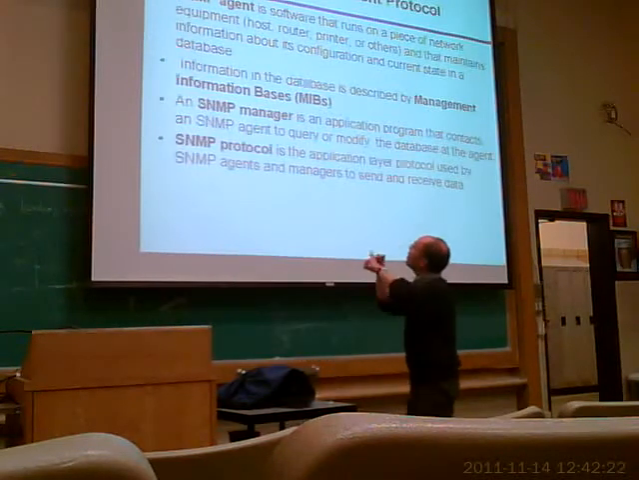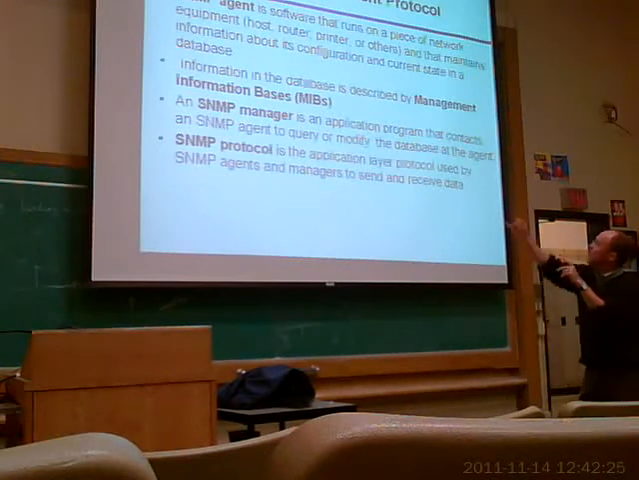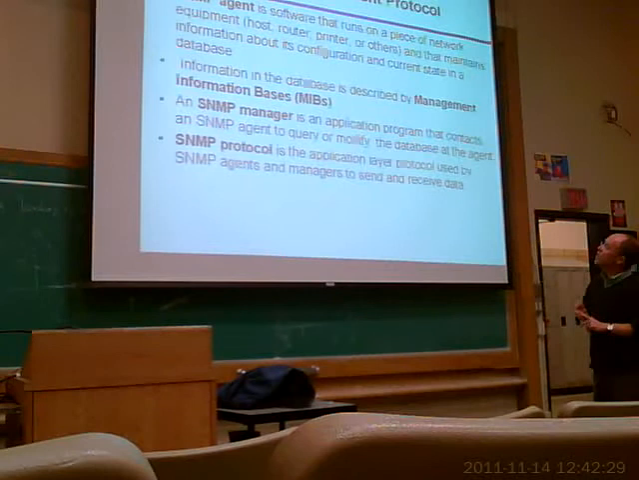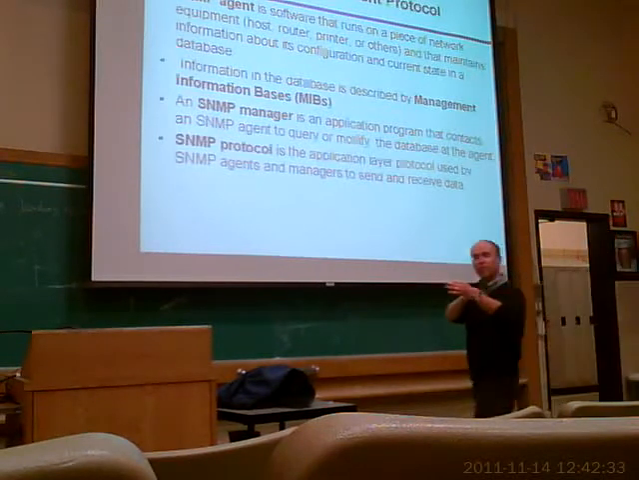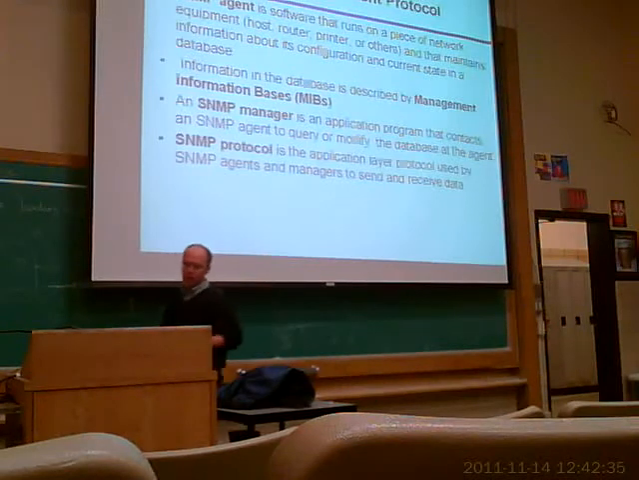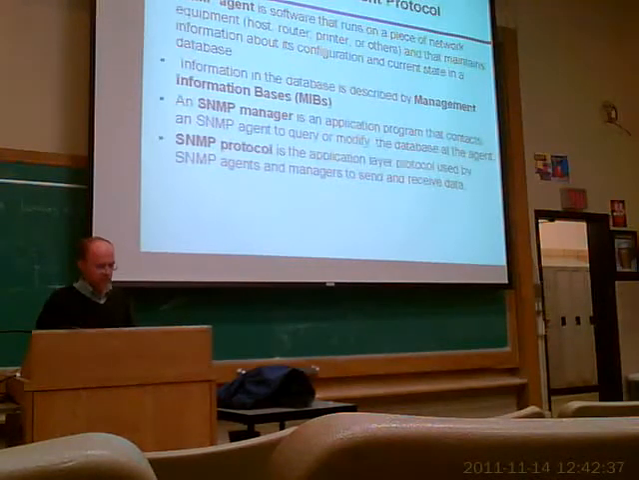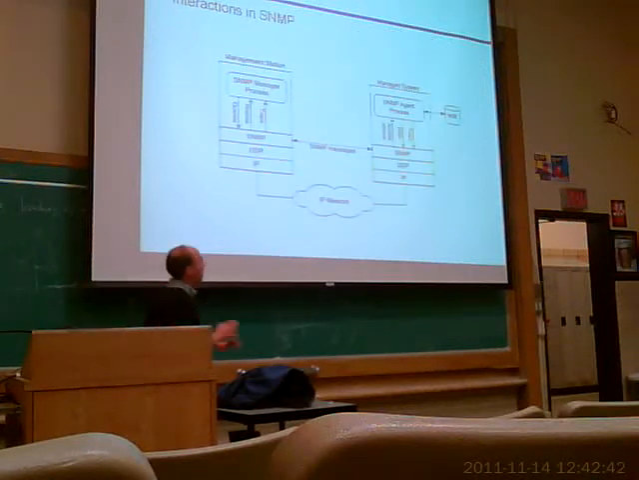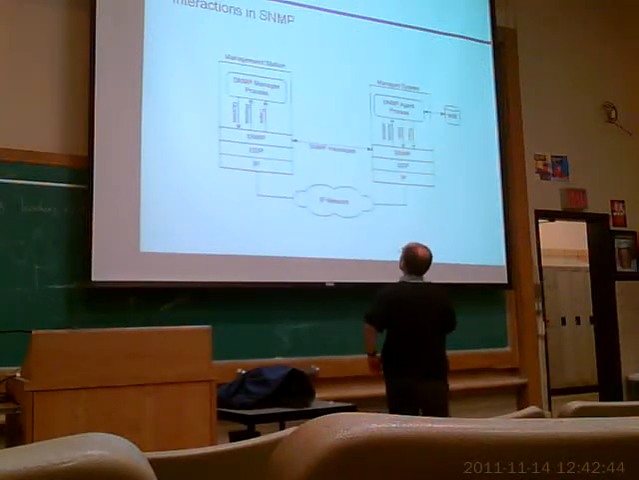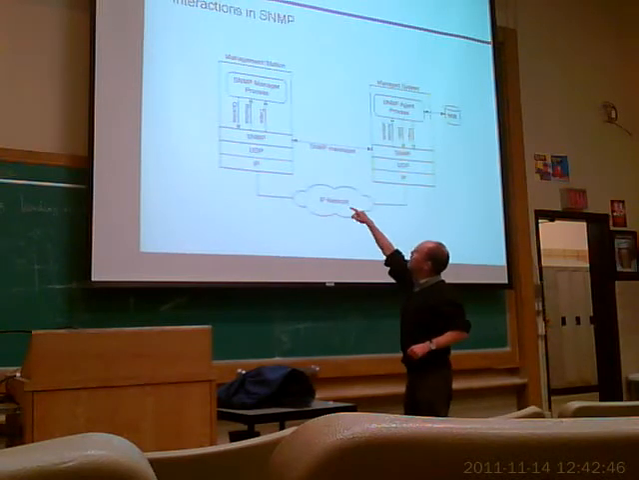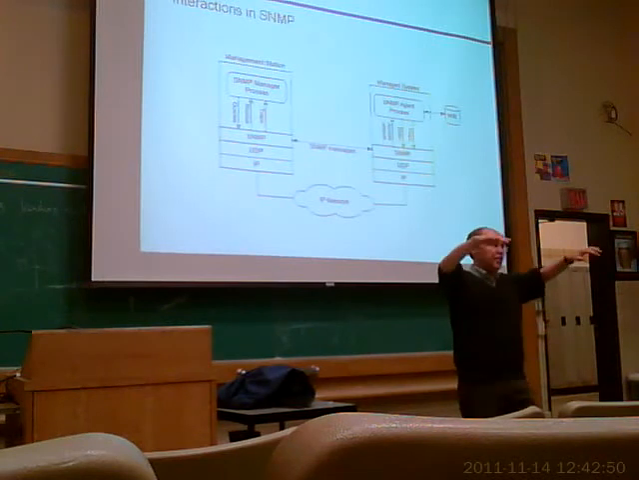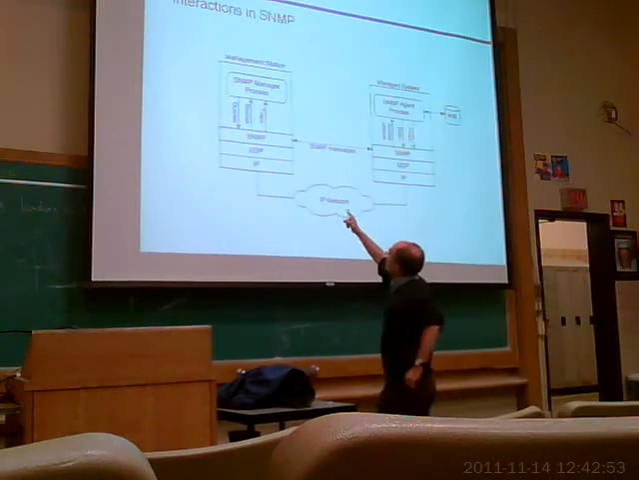So the terminology: SNMP agent, SNMP manager, MIB (management information base), and the SNMP protocol, an application layer protocol running over UDP to send and exchange data between agents. This is how it looks from a protocol perspective: IP, UDP, SNMP. SNMP is an application layer protocol, like HTTP, and it's running on top of UDP.